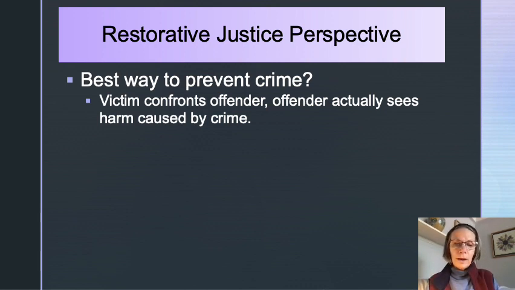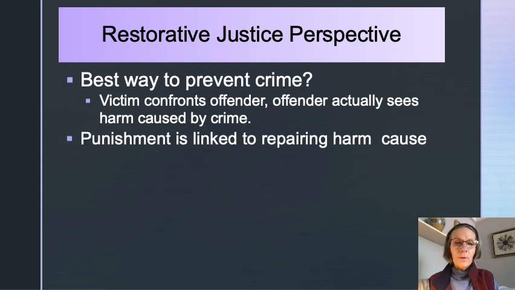But it could be the harm of robbing somebody's store, and the impact that had on their business, and even, as difficult as it is, confronting and knowing, when you've committed a violent offense, the impact that has had on the family and the community.